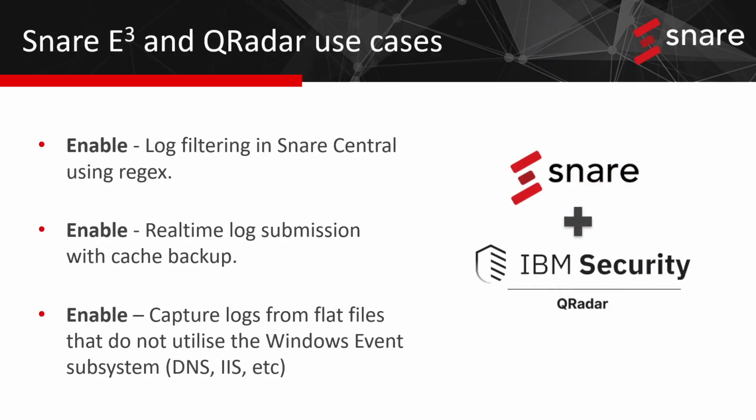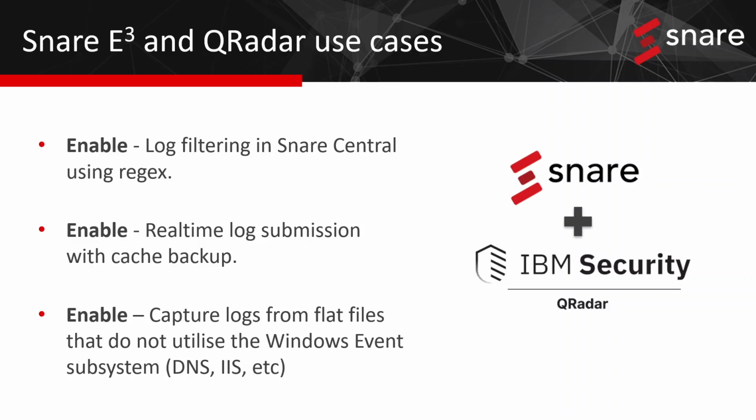As mentioned at the beginning of the video, today we're going to look at the Enable section of Snare E3, and specifically how Snare E3 enables enhanced logging features within QRadar. There are three main use cases we're going to review, and the first of those is log filtering. This can be done at both an agent or business unit level and can ensure that we are only forwarding logs that provide significant forensic value to QRadar. This also enables us to keep ingestion charges low and can even be used to filter syslog feeds. We will look specifically at how to achieve this in our Snare Central product utilizing the power of regex.